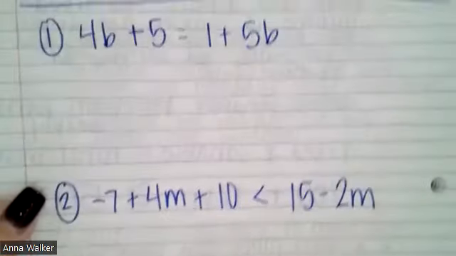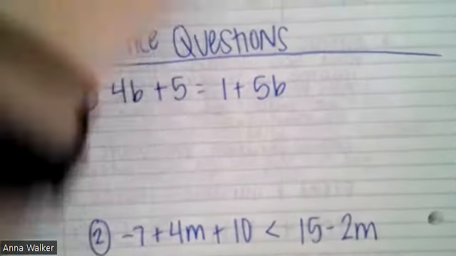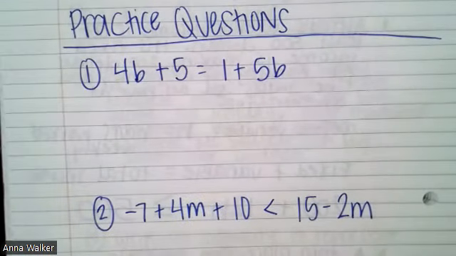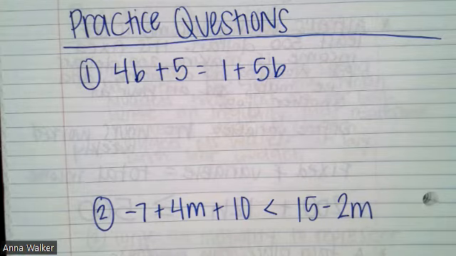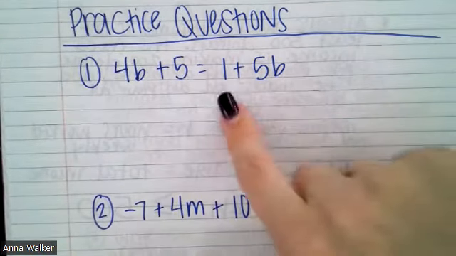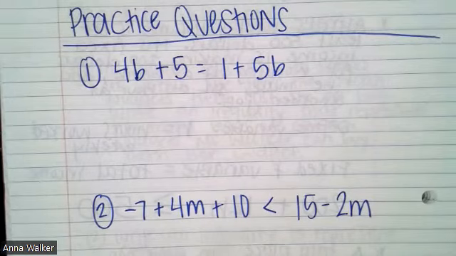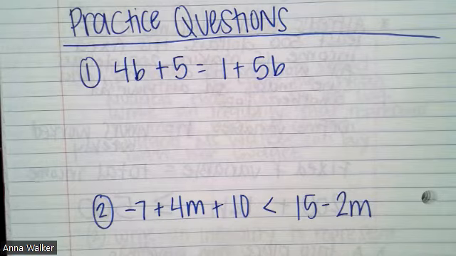For your practice questions today, there are just 2 problems I would like for you to try. Here are the 2 problems. So you can take a moment and pause and copy them down. All right, the problems I would like for you to solve are 4b plus 5 is equivalent to 1 plus 5b. Number 2 is negative 7 plus 4m plus 10 is less than 15 minus 2m.